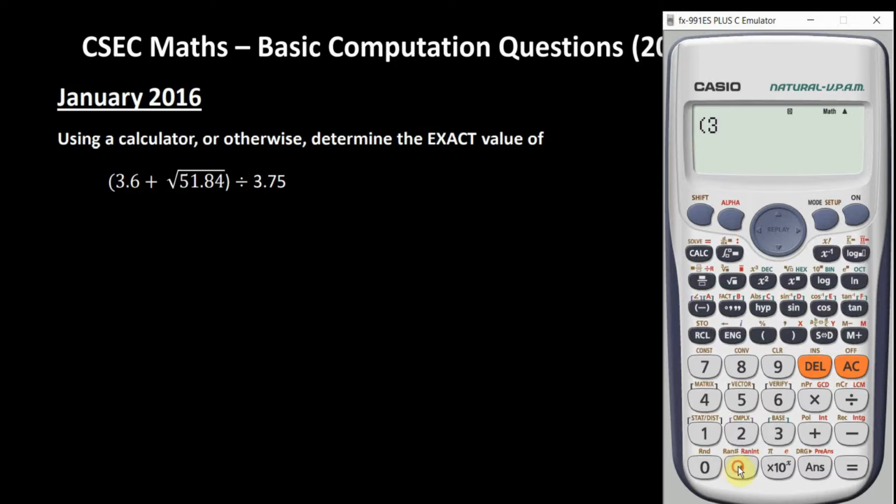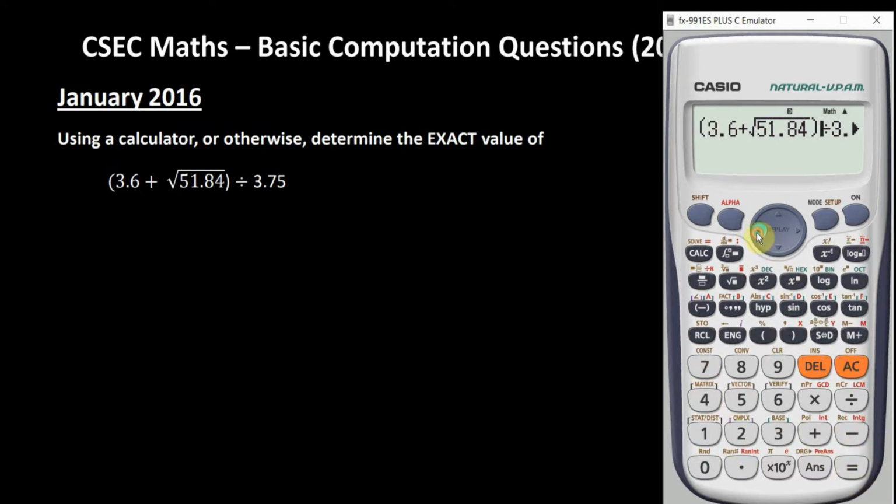So it's 3.6 plus, have the square root sign here, 51.84. And again, we have to pay attention to this. If I should just go ahead and put the close bracket here, the square root sign rather, would have been extended over the close bracket, but that's not the case here. So we have to press the right option, and then we can go ahead and put the close bracket there. Next we have the division sign and 3.75.